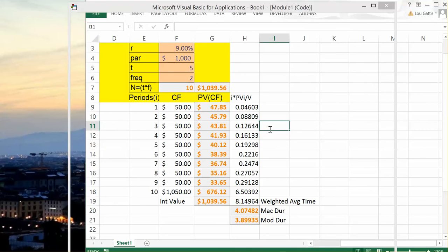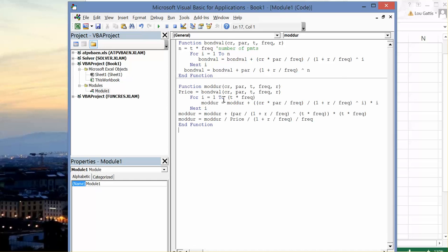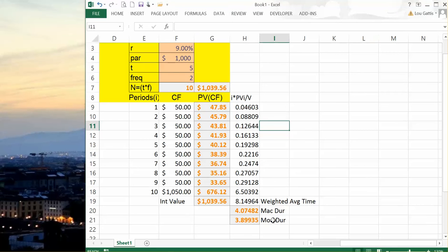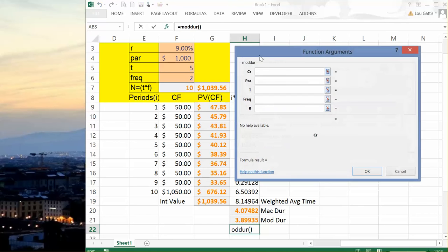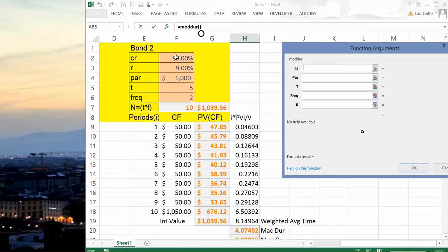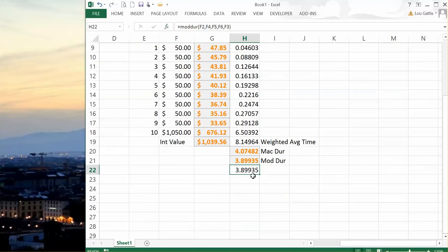that function. I'll go to my VBA. I'll paste in the bond mod duration. And then I can show that I get the same value using the Excel function, or the user-defined function we just created, mod dur. We have the coupon, par, t, frequency, and r. And there's my modified duration.